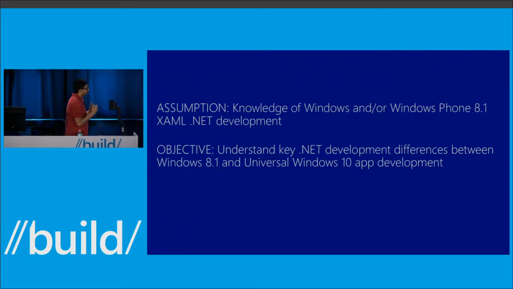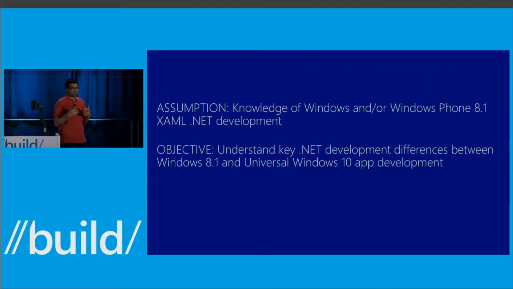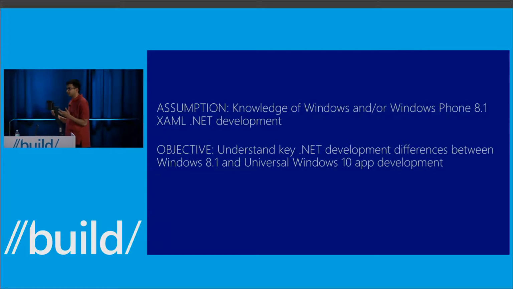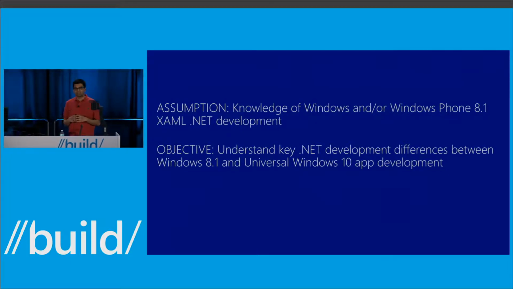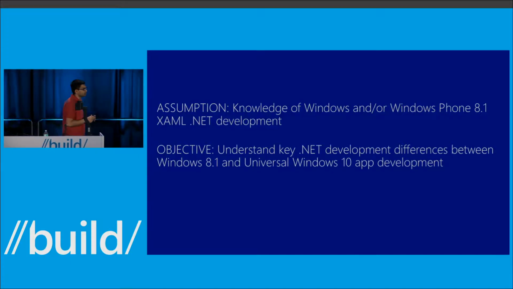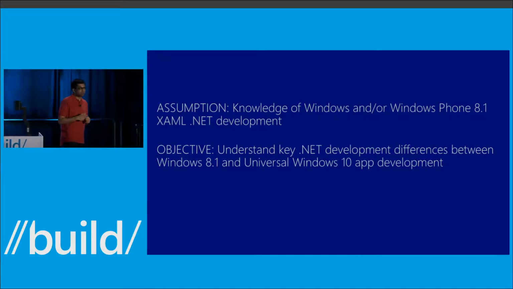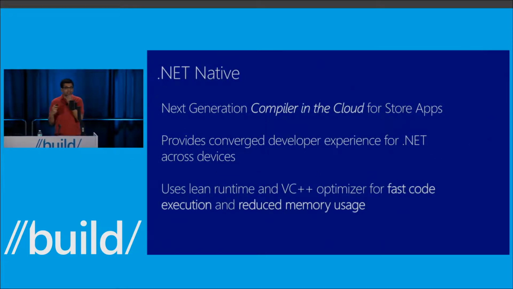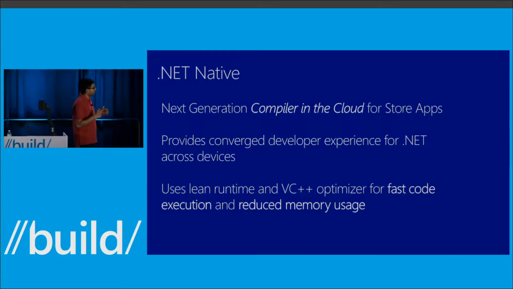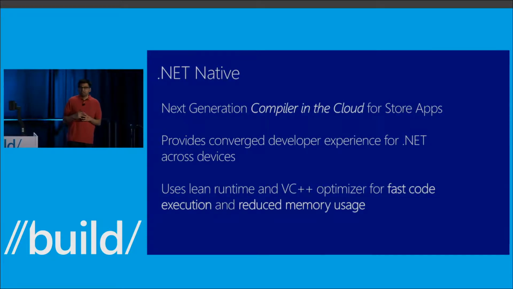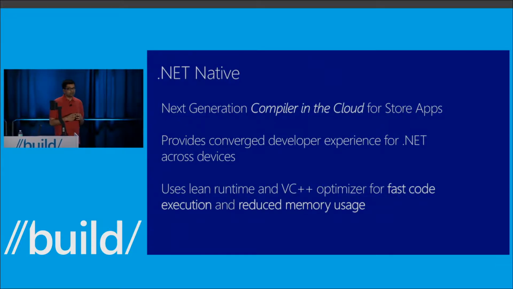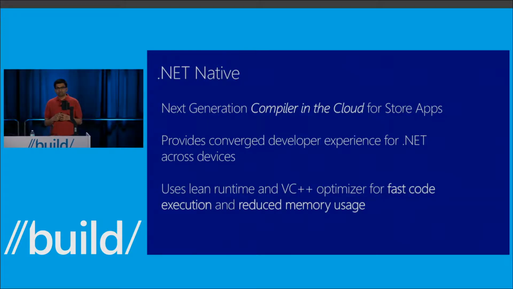My objective is that when you walk away from this session, you will have a better understanding of some of the key differences in how .NET works for Windows 10 universal apps in relation to how it used to work for Windows 8.1 or Windows Phone 8.1. So the key difference, and we're probably going to spend most of the time talking about today, is .NET Native. But before I describe some of the benefits and what it is, I'm just curious, how many of you have heard of .NET Native before? Well, that's actually a pretty good chunk of the audience.